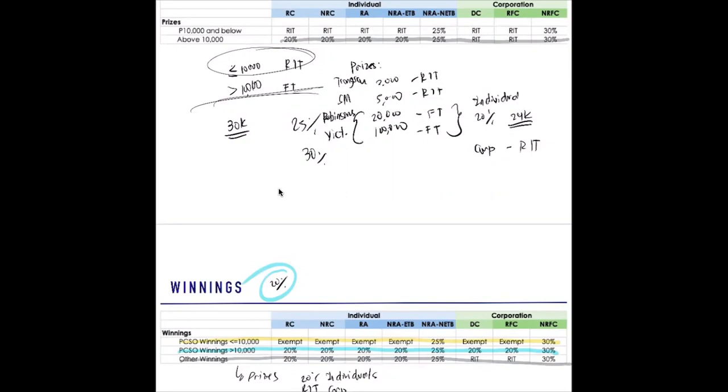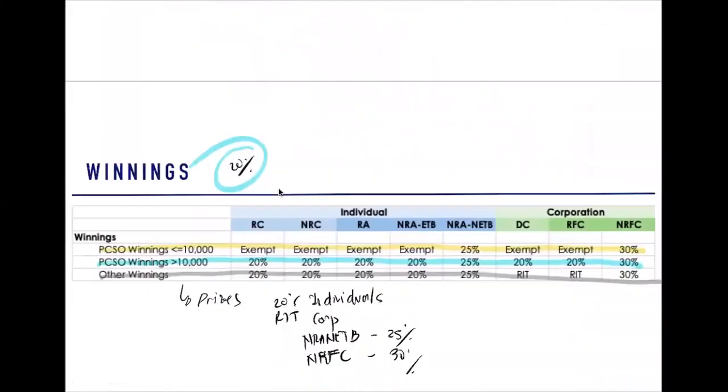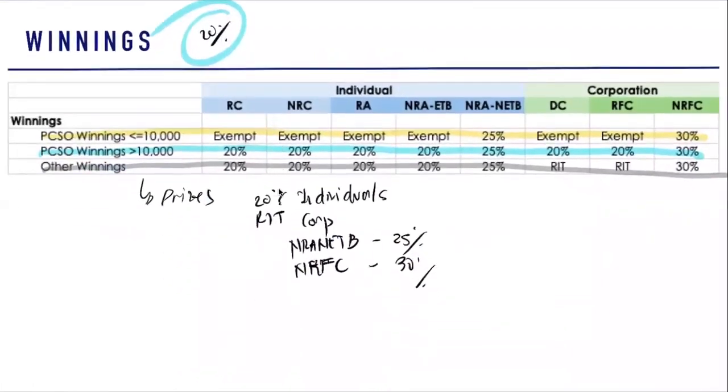So hindi natin tinitignan na if the winnings is 10,000 or below. Yun lang ay dun sa PCSO. Pero other winnings, wag mo nang tignan. Clear? Okay, so tignan niyo yung PCSO winnings at saka other winnings as to your rates.